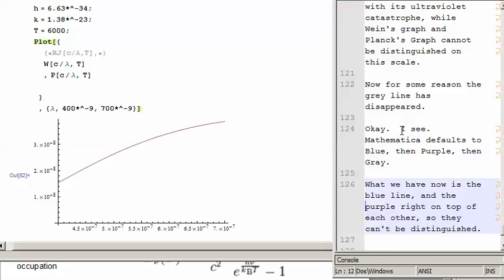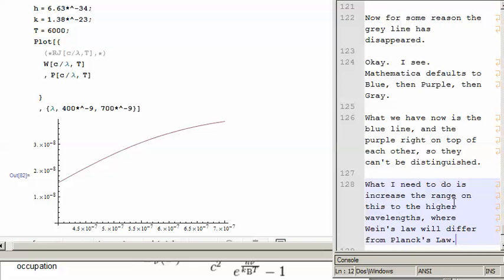Okay, I see. Mathematica defaults to drawing a blue line, then a purple line, then a gray line. What we have now is it's drawn the blue line and then it drew the purple line right on top of each other so that they can barely be distinguished. What I need to do is to increase the range to higher wavelengths where Wien's law will differ from Planck's law. So I'll put in, say, 2000 nanometers and see what comes up then.